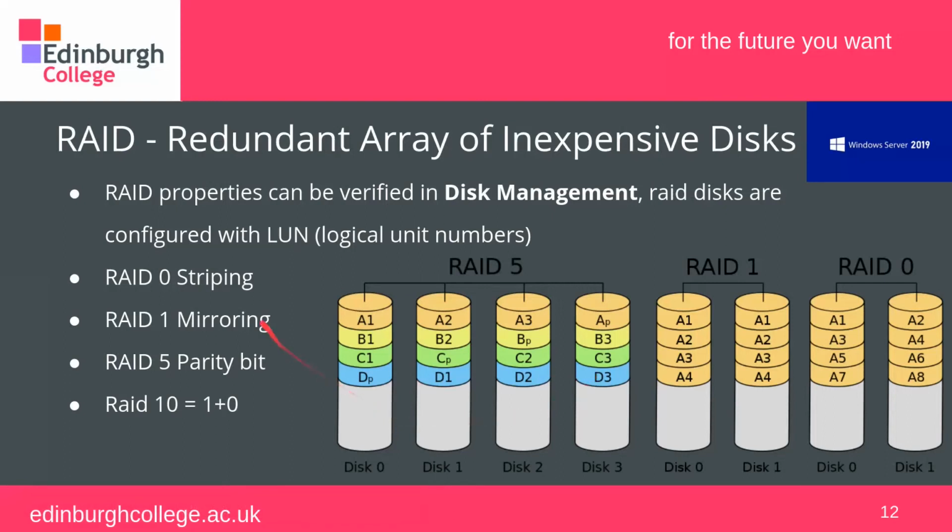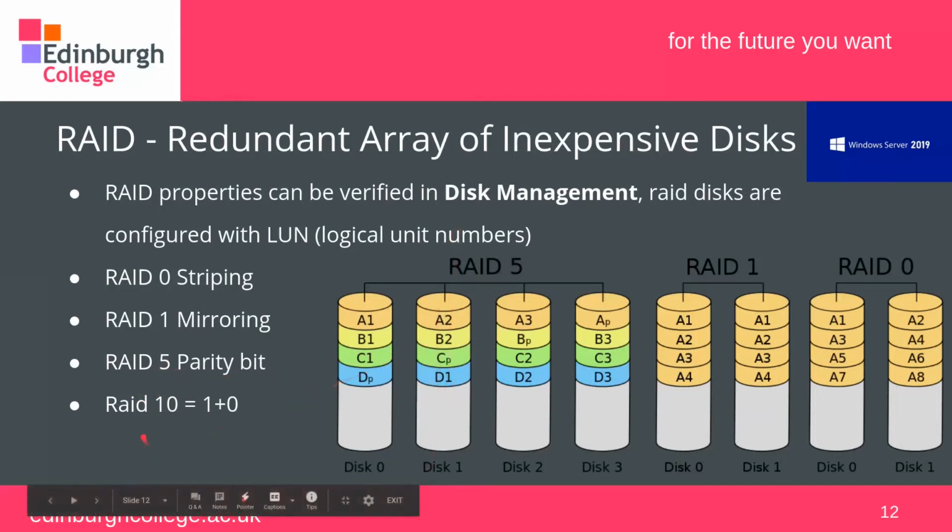So the easy way to remember all of these 4 is just remember that RAID 0 is striping. If you know RAID 0 is striping, you know RAID 1 is the other thing, the mirroring, okay? Then RAID 5 has this parity bit. If a disk fails, we can recover it. And finally, RAID 10 is just these two added together.